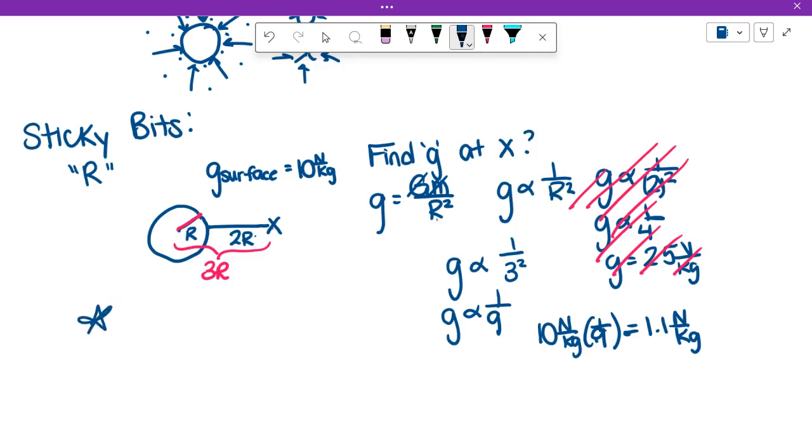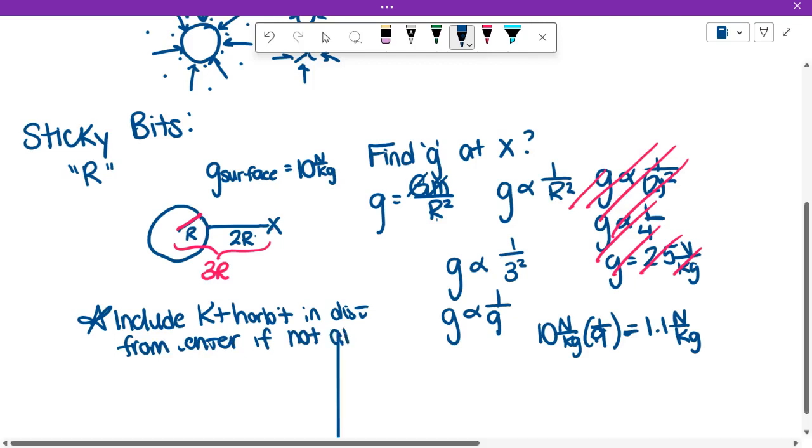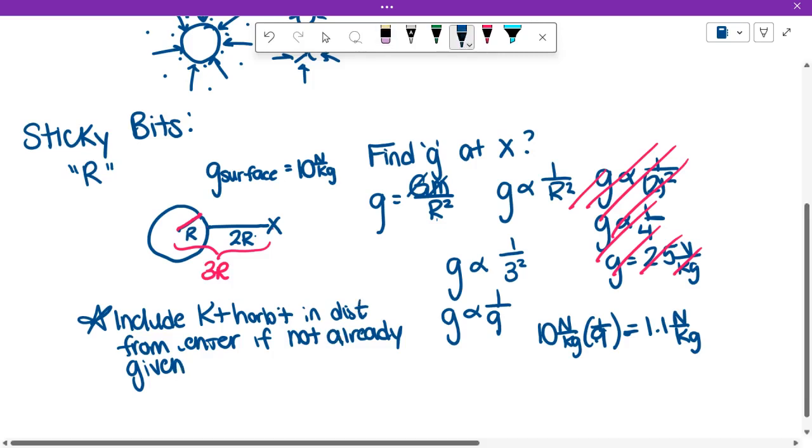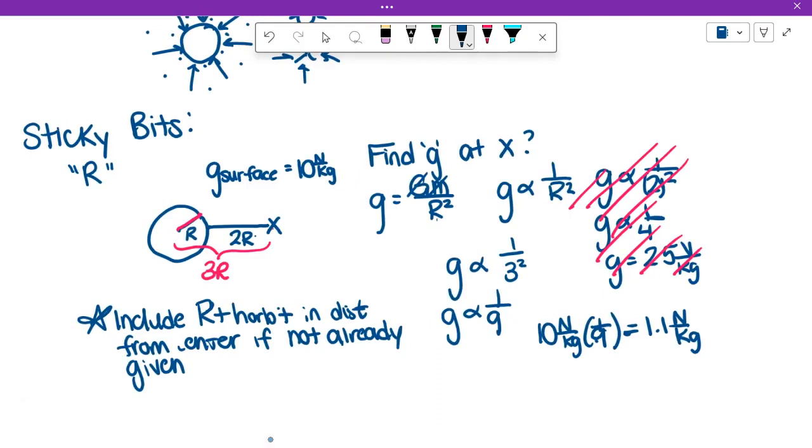So make sure you are including the radius plus the height of the orbit in your distance from center, if not already given. Because that's essentially what we did, right? We included the radius of the planet, r, plus the height of our orbit, 2r, to get our distance from center of 3r. So that's one sticky bit.